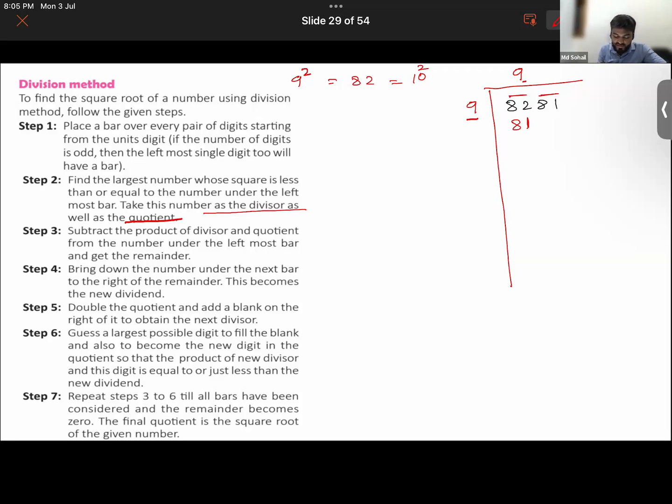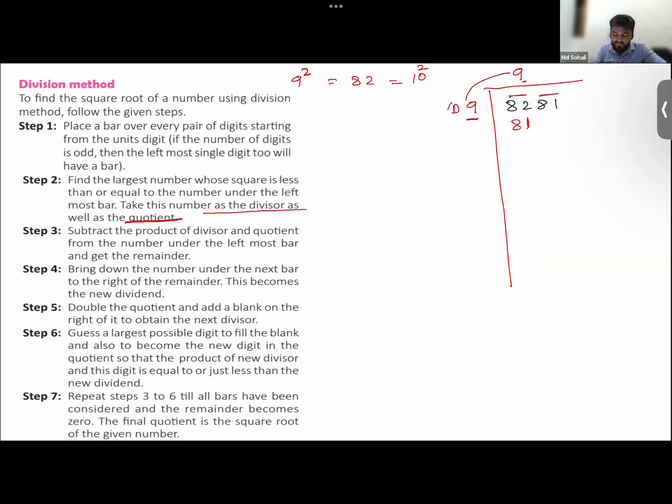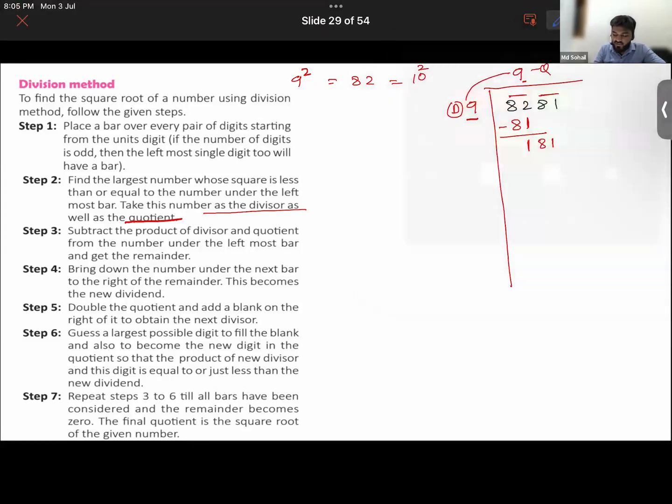Now subtract the product of divisor and quotient from the number. That is, 81 from 81 has to be subtracted here, so that gives you 1. Read the step further. What does it say? We have to move the second bar down. Bring the next number under the bar down. So we have taken this number down now. Next, what needs to be done?